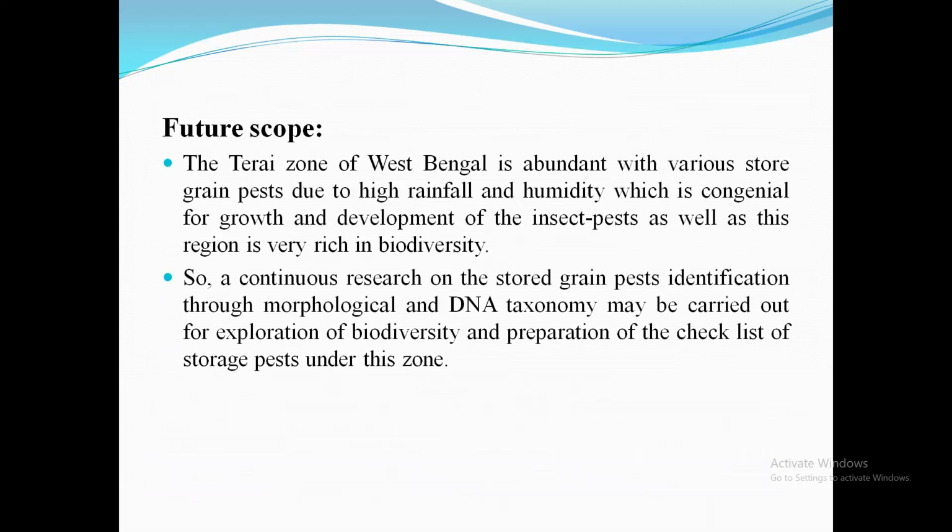Future scope. The Terai zone of West Bengal is abundant with various stored grain pests due to high rainfall and humidity, which is congenial for growth and development of the insect pests, and this region is also very rich in biodiversity. So, continuous research on stored grain pest identification through morphological and DNA taxonomy may be carried out for exploration of biodiversity and preparation of a checklist of stored pests under this zone.